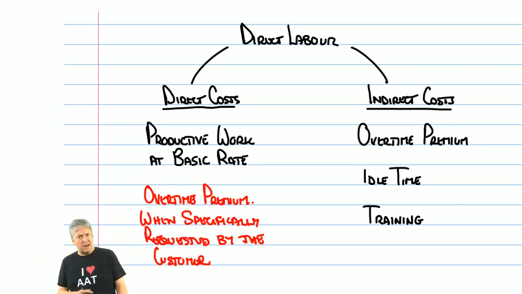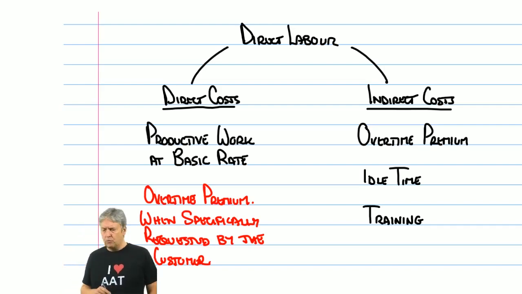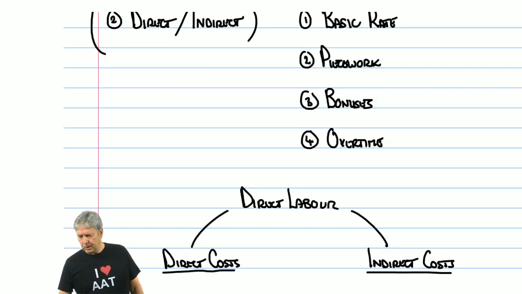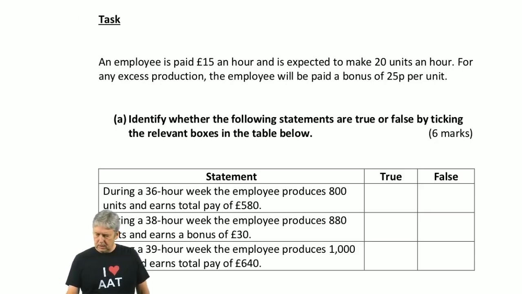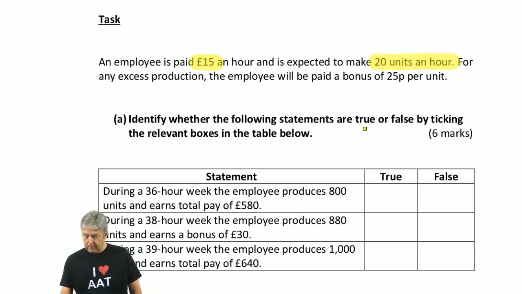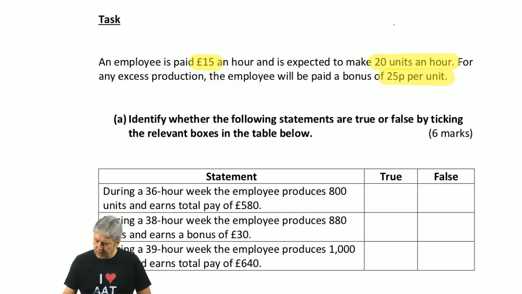And if you remember the rules, everything else should be, I hope, relatively easy peasy, lemon squeezy. Now, we've gone that far. Now let's look at the information given to us. An employee is paid £15 per hour and is expected to make 20 units an hour. For any excess production, the employee will be paid a bonus of 25 pence per unit. So I suppose, if you come across this term, this is some sort of standard efficiency.